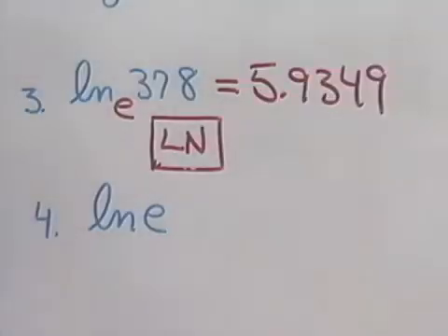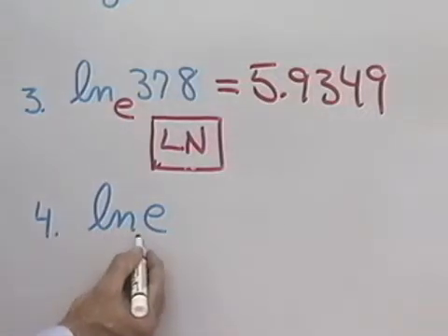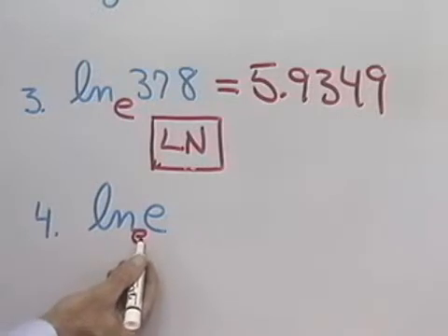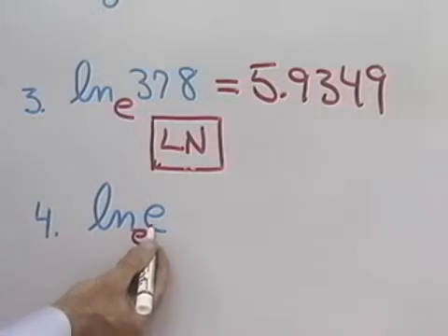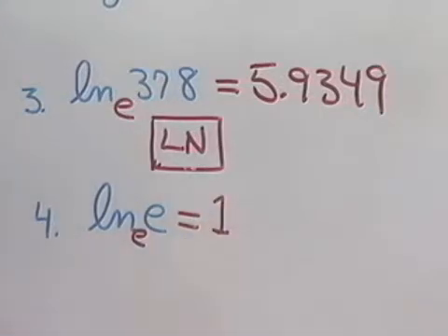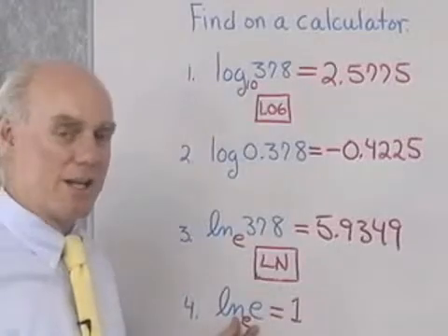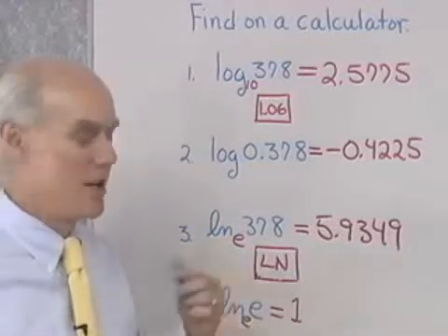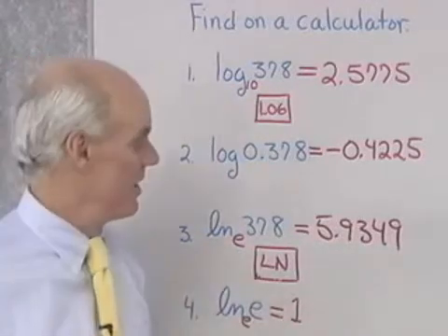Here's another one. Natural log of e. Well, remember that the base here is e when I see this notation, so I don't even have to use a calculator. What number do I raise e to in order to get e? And the answer is 1. Of course, on your calculator, if you were to press the button labeled e, and then after that press your natural log button, you should end up with 1 on your calculator also.